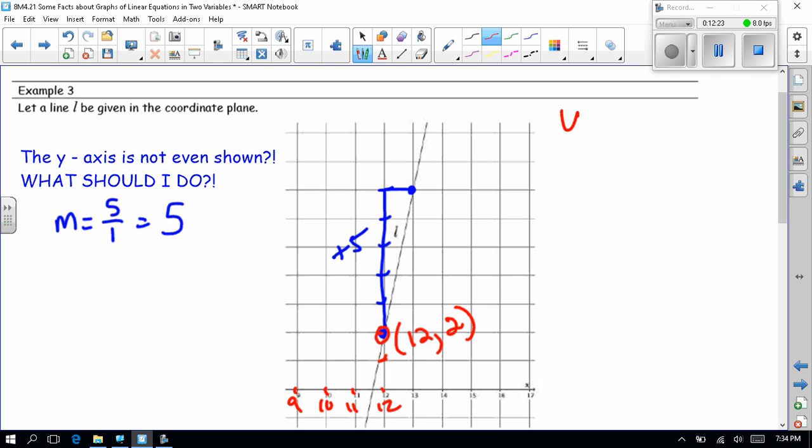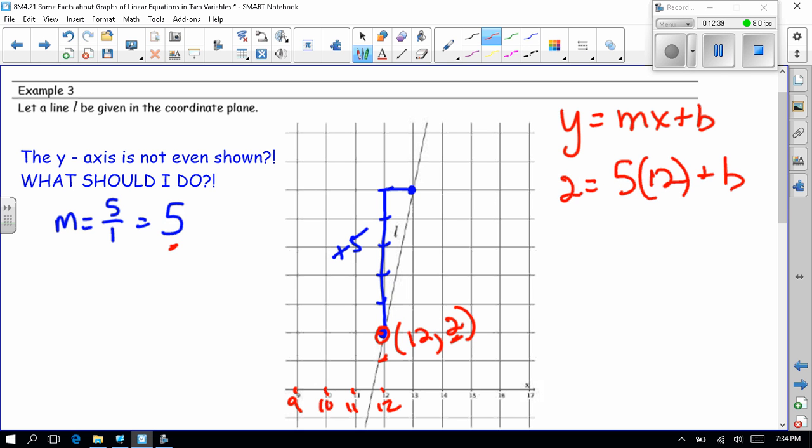My equation, y equals mx plus b. Plug in what I know. Y is 2. Slope is 5. X is 12. I don't know b. Use my calculator. 2 equals 5 times 12 is 60 plus b.